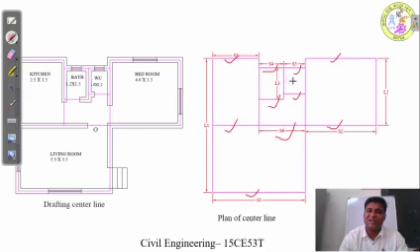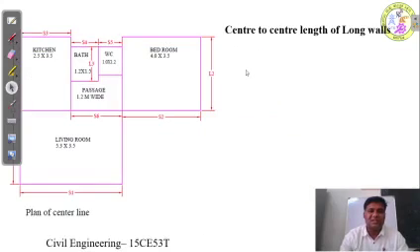See here in this plan, all the short walls have been considered within wall to wall, and these long walls will be out to out and short walls will be in to in. So after preparing the draft in the center line and nominating the long walls and short walls, the next step is to calculate the center to center length of long walls.